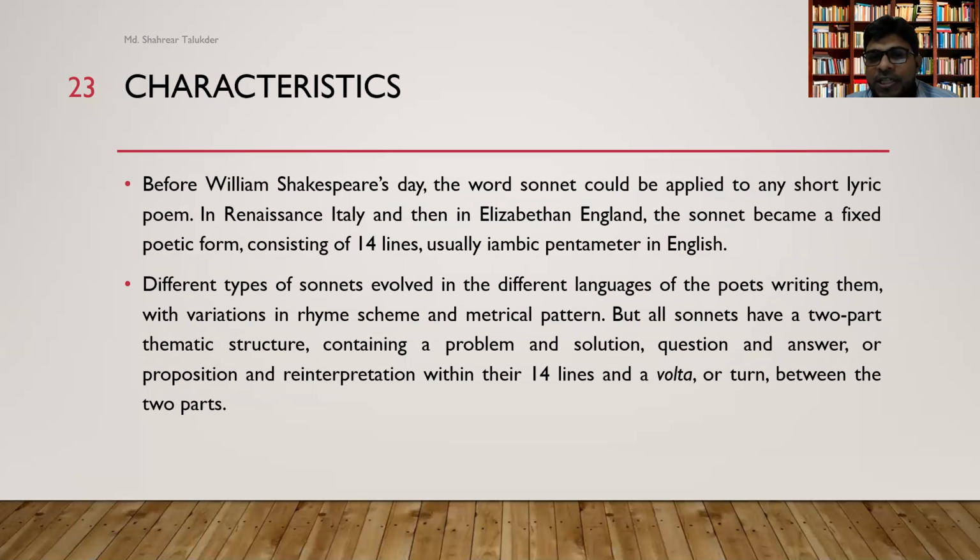Before William Shakespeare's day, the word sonnet could be applied to any short lyric poem. In Renaissance Italy and then in Elizabethan England, the sonnet became a fixed poetic form consisting of 14 lines, usually in iambic pentameter in English. During Shakespeare's time, the sonnet became a fixed poetic form. That means there will be no change: 14 lines, an octave, a sestet, and a fixed rhyming pattern. So it's a fixed poetic form.